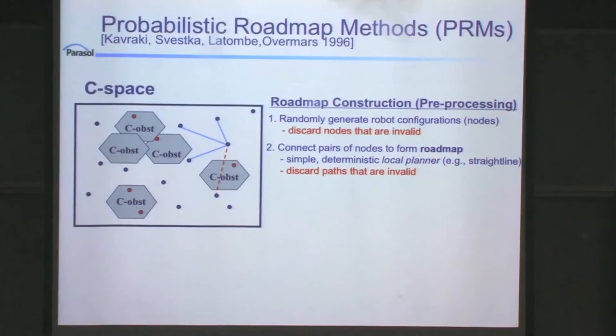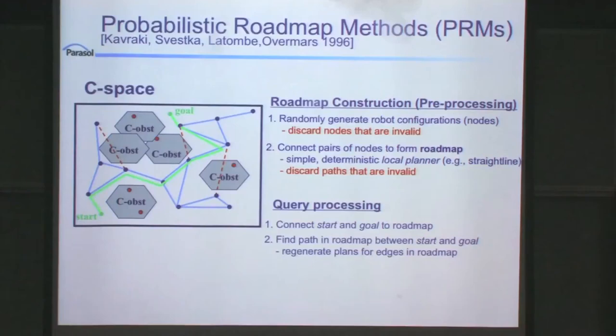So after I do this independently for each one of those, I end up with some graph we call the roadmap. And that's my pre-processing. Now when it comes time to query processing, I have my start and goal configurations. I try to connect them to the roadmap, and then I pull out a path. I search for a path in my roadmap.